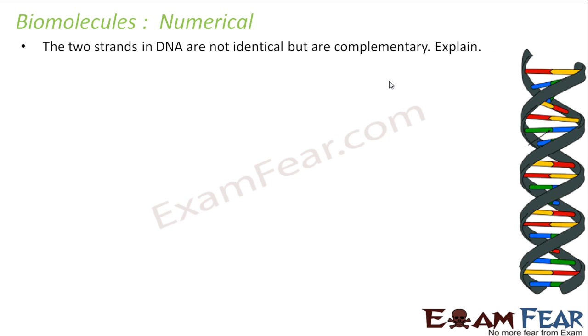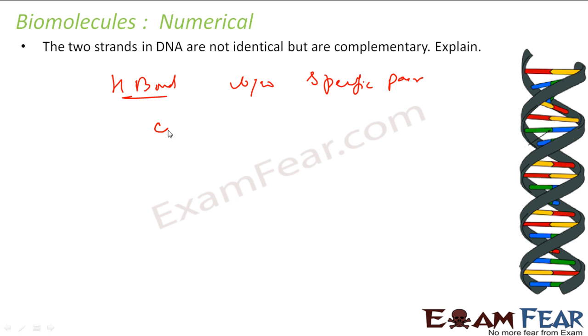The next is, the two strands in DNA are not identical but complementary. Why? So if you see, these two strands are held together by hydrogen bond. And there is a logic here. This hydrogen bond is between two specific pairs only. See, the cytosine will always pair with thymine. Similarly, adenine will always pair with thymine. So this is a pair. We have seen this kind of, we had this discussion when we talked about DNA.